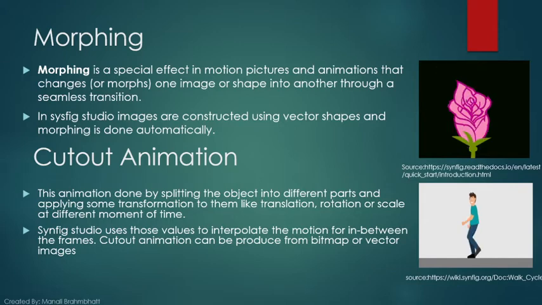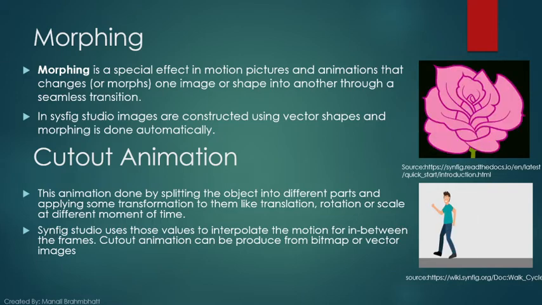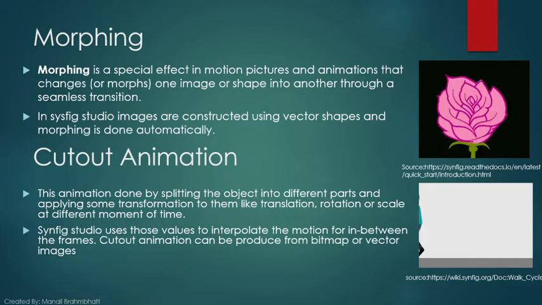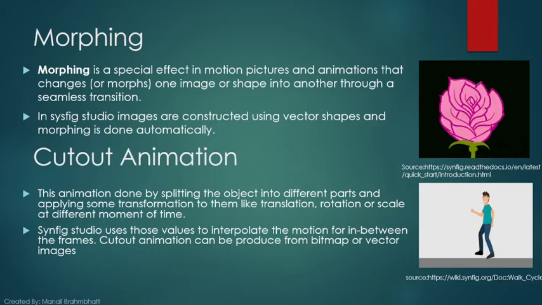So suppose in the leg movement, if you want to apply the movement from, for example, the knee to the bottom of the leg, only that much area you can rotate. You can apply the skew effect, the translation effect, the scale effect. You can increase the height or the width, anything that you want, right? So from the complete image you can apply the effect to a specific part. So that is the cutout animation, and the morphing is different.